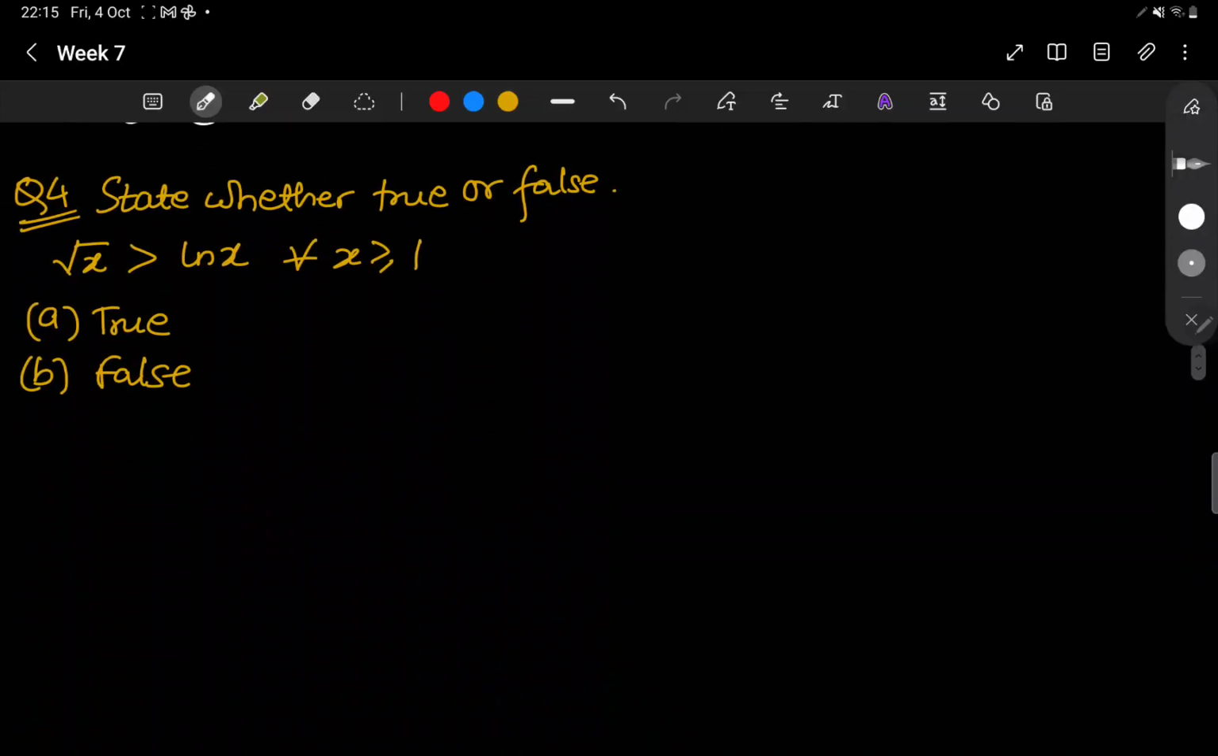Next question, state whether true or false. Now we have a true and false type question. So root x is greater than ln x. True or false for all x greater than or equal to 1. I will launch the true false type poll for this one.